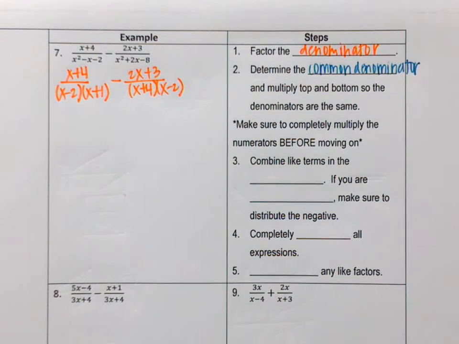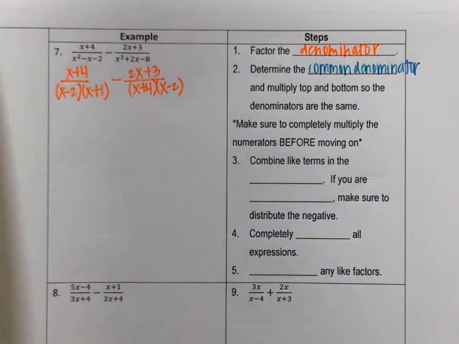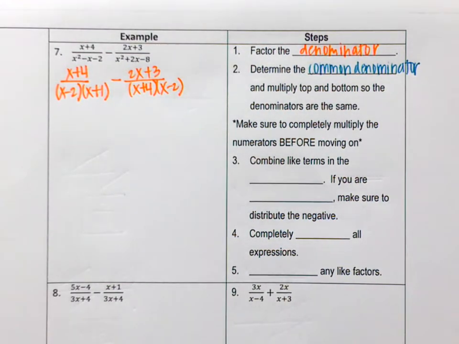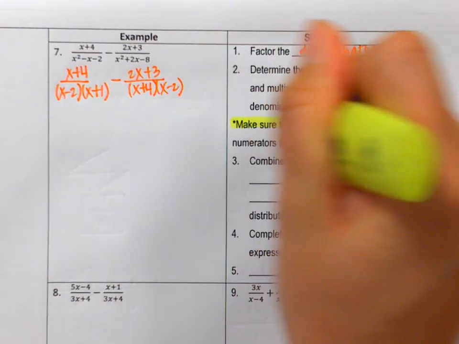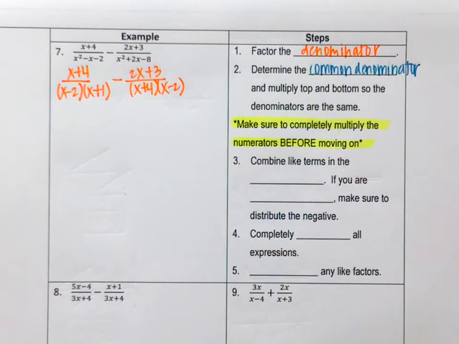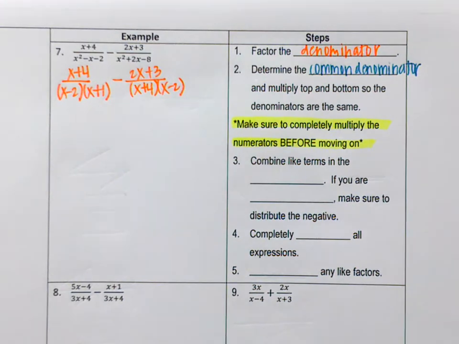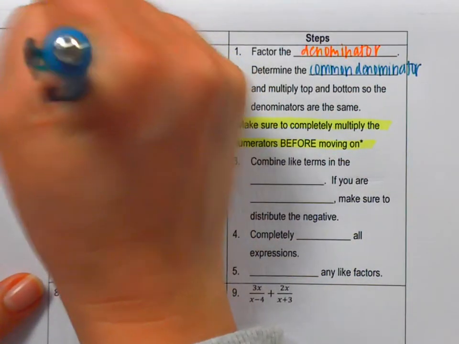And really important, let's highlight that part. Make sure to completely multiply the numerators before moving on. I'll go back over this in a second. So I look to see first at my denominators, and I look to see, do they have anything in common? And they do. They both have an x minus 2.